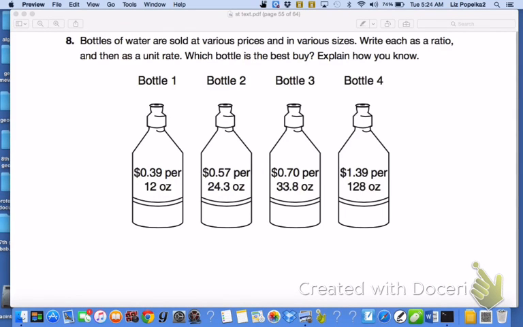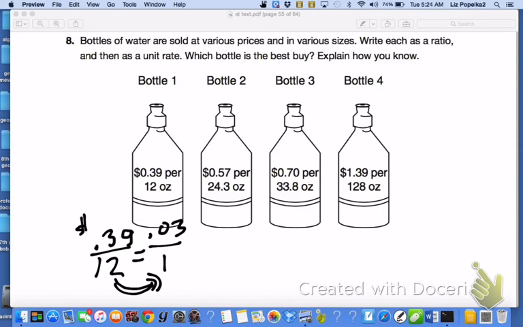For our last one, it asks us to find the unit rate for each of these bottles. So for the first one, if it's 39 cents for 12 ounces, for the sake of space, I'm not going to label, even though I know that that really means 39 cents per 12 ounces. Normally I would label those ounces. So I'm scaling down from 12 to 1 by dividing by 12, which means I need to do 39 cents divided by 12, because if I scale the bottom down by 12 to go from 12 to 1, I need to scale the top down. So this is going to be, if I'm rounding, 3 cents per ounce.